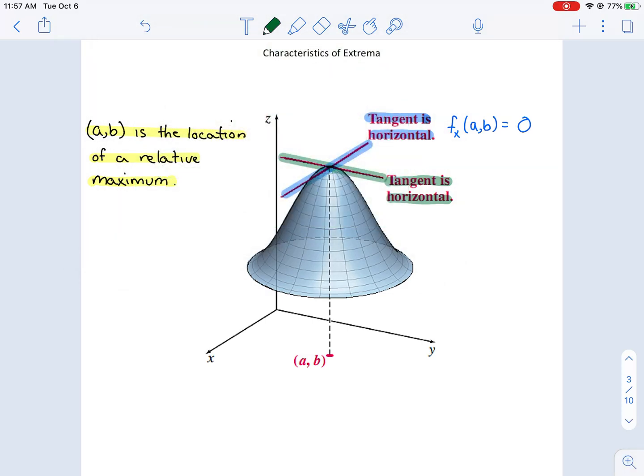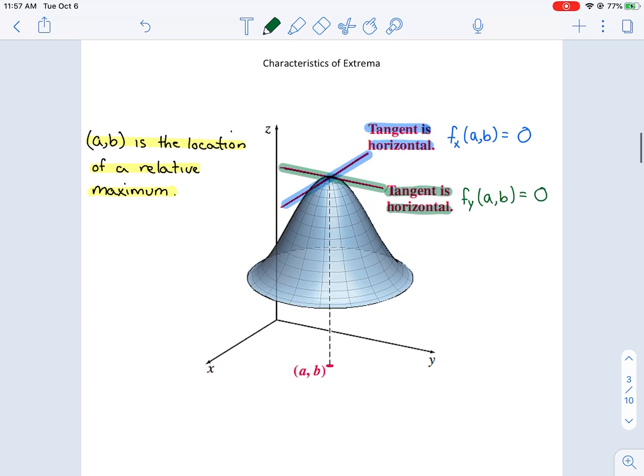Onto the tangent line highlighted in green. Since the tangent line is also horizontal, the slope of that tangent line is 0, and we can conclude that the partial derivative with respect to y at AB is equal to 0. And why do I know it's the partial derivative with respect to y? Well, it's because the tangent line highlighted in green runs parallel to the y-axis.